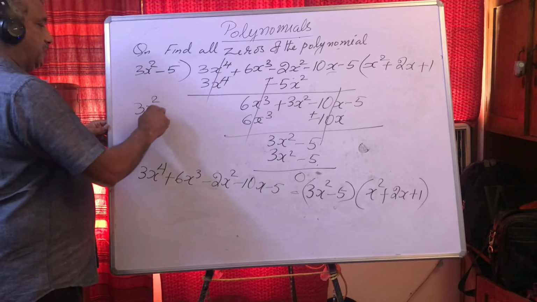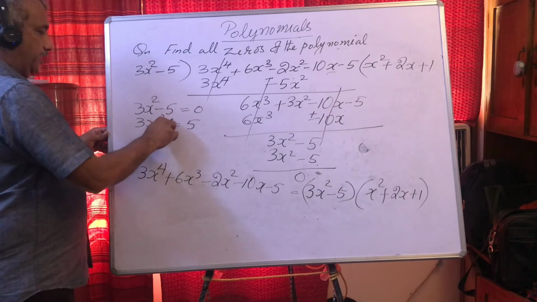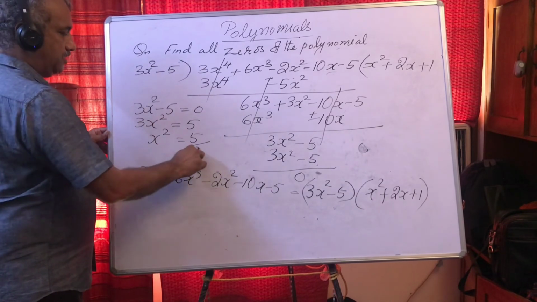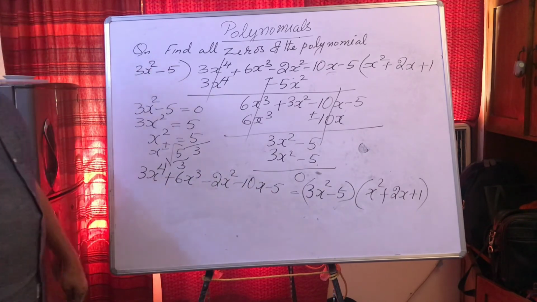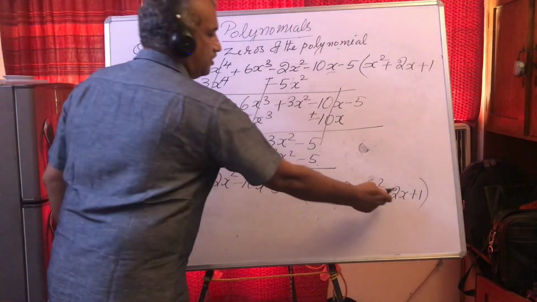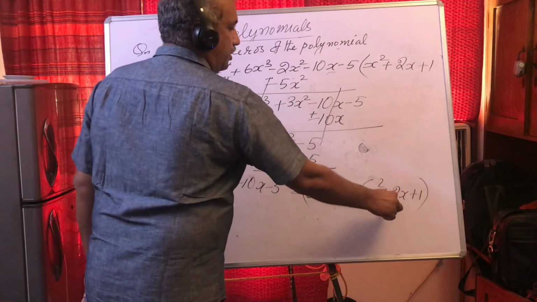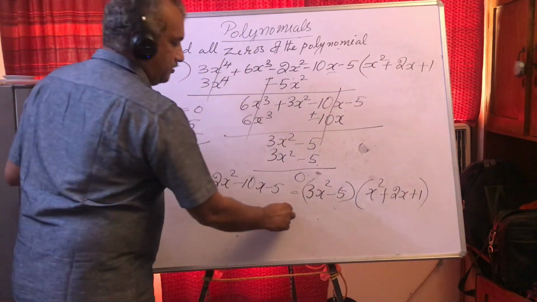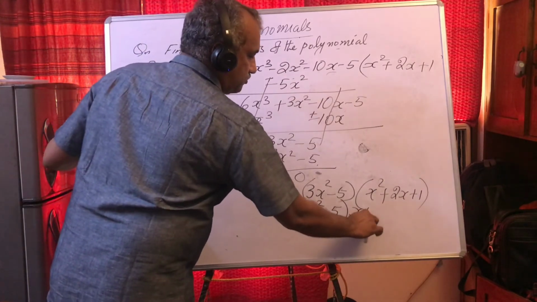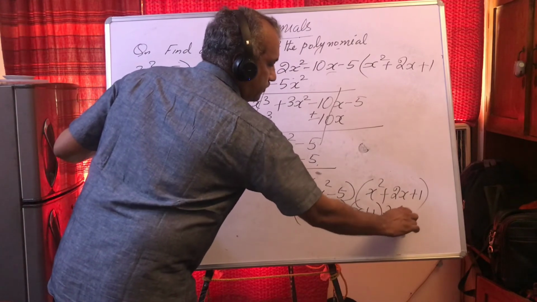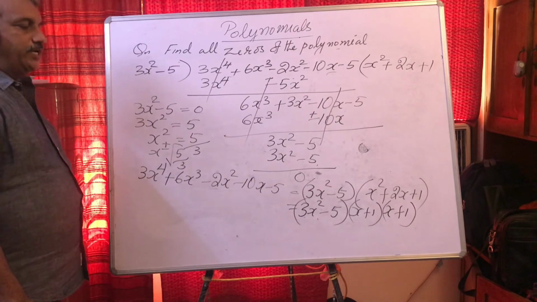See, 3x square minus 5 is equal to 0, 3x square is equal to 5, x square is equal to 5 upon 3, x is equal to plus or minus root 5 upon 3. And this one, x square plus 2x plus 1, is in the form of the first identity, x square plus 1 square plus 2 into x into 1. So directly we can do factorization: it is x plus 1 the whole square, so x plus 1 into x plus 1.